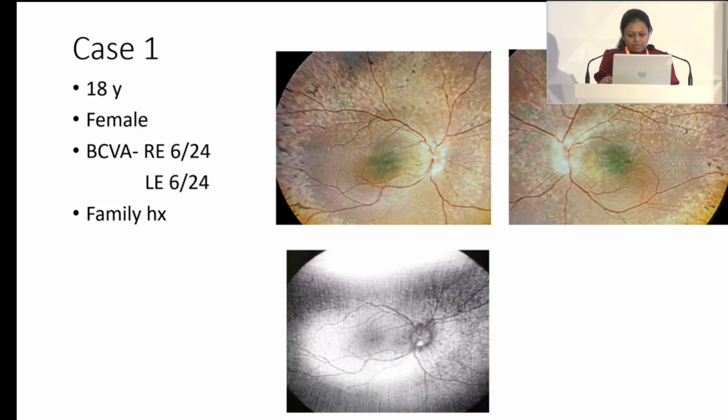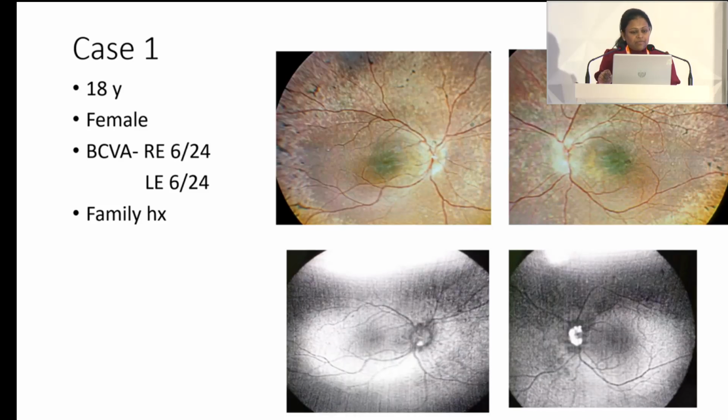And the autofluorescence showed hyperfluorescence on the optic nerve head. So this was a case of optic disc drusen in a patient with retinitis pigmentosa.